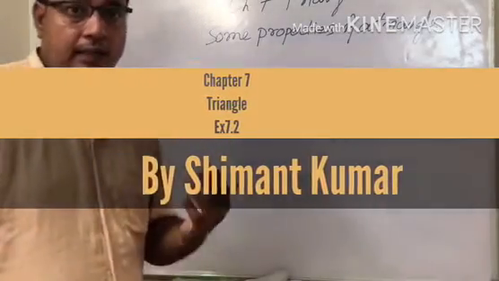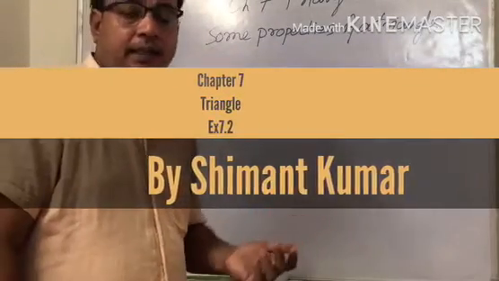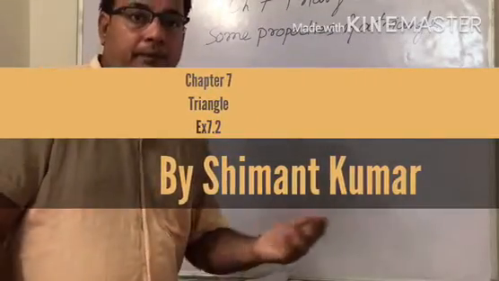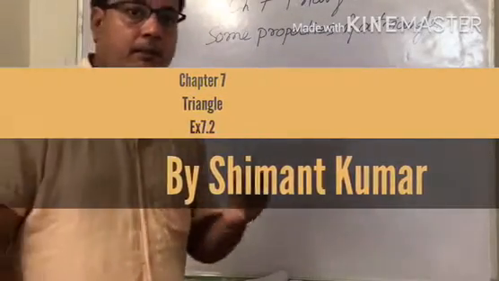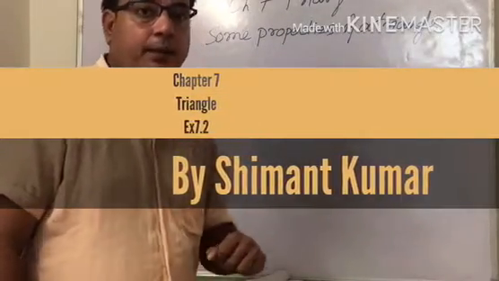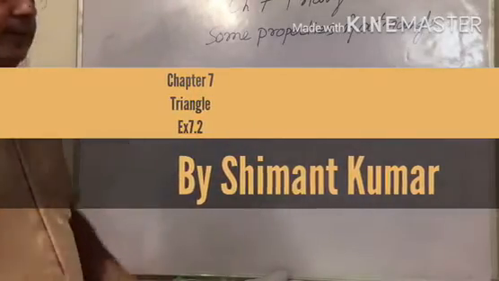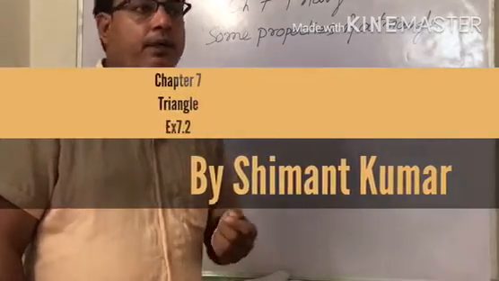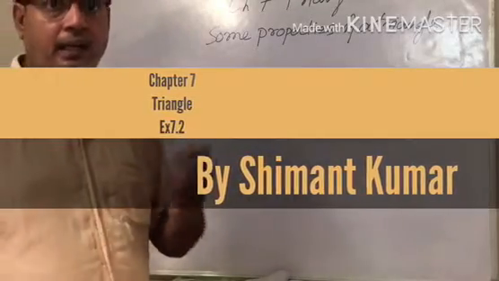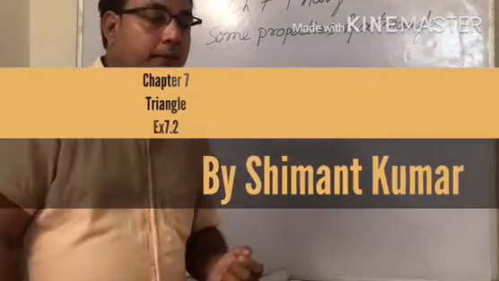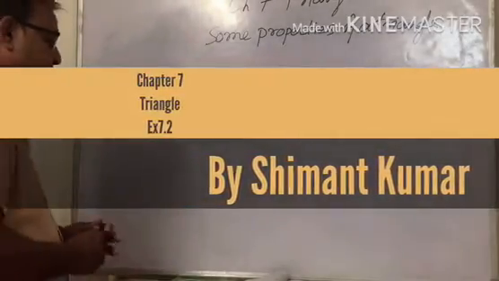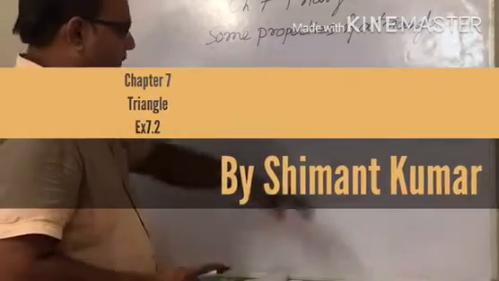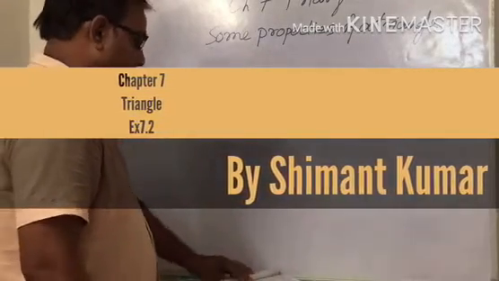This video is for class 9. The subject is maths and the chapter number 7, triangle. In the previous video, I explained about the exercise 7.1. Now in this video, I am going to discuss the exercise 7.2 and some theorems related to the exercise 7.2. Now we will also discuss some properties of a triangle.